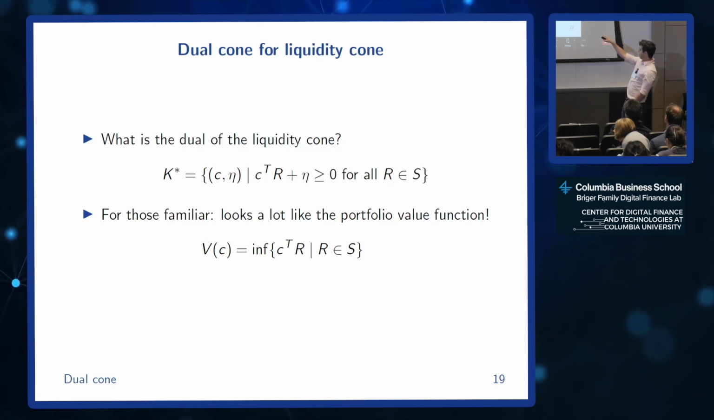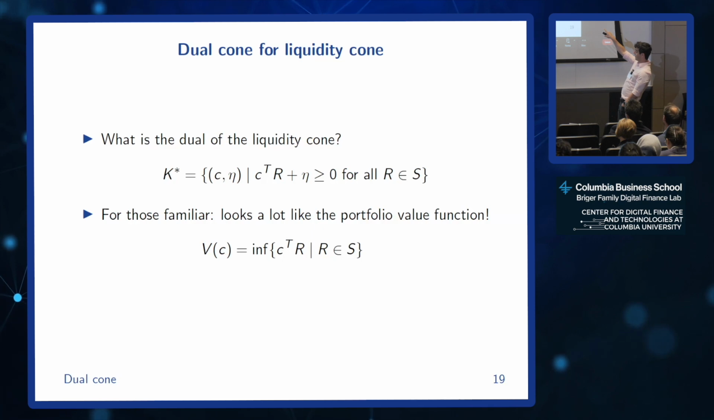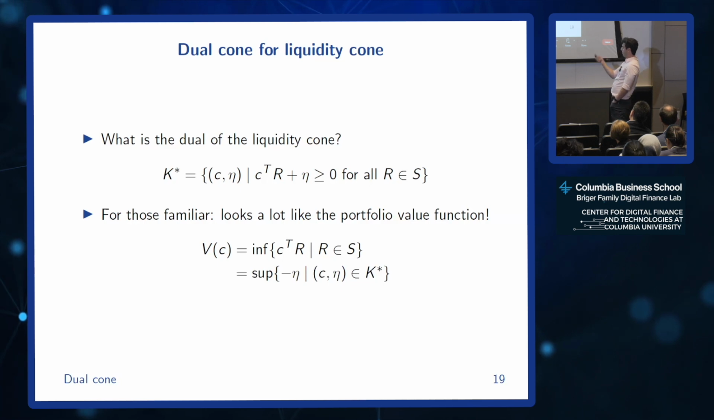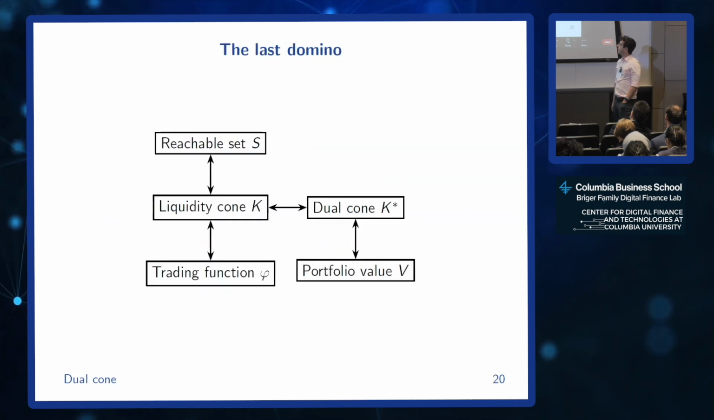The reason why is, of course, this is the smallest of all C transpose R. But it's the same thing as saying it's the largest of all eta that are smaller than all C transpose R. That's again not super important, but the point is you can write the portfolio value function as simply the equivalent of the trading function, but for the dual cone. Okay, so now we have a last domino, which is cool. We have a reachable set. We can go to the liquidity cone, trading function, dual cone, and portfolio value function.